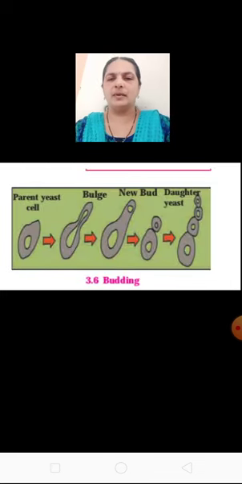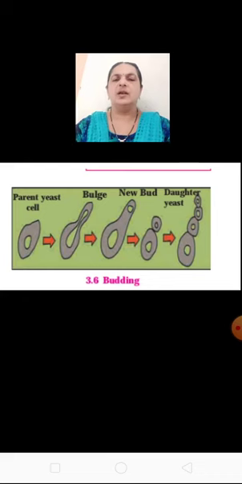You can see the diagram of it. This is the parent yeast cell, and a small bulge comes out, and after that, in the third picture you can see clearly, the nucleus divides and one part of the nucleus has gone to the new bud, and slowly there is a partition between the parent and the bud, and then the bud detaches slowly. They will be joined to one another, and when they are fully grown they will detach from the parent cell. So this is the budding. This takes place in yeast cells.